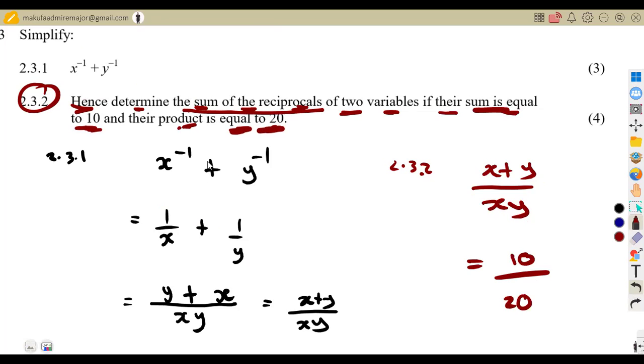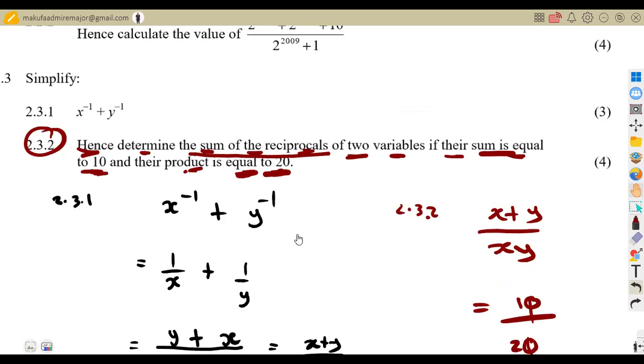They were supposed to talk about x and y. The product is not of the reciprocals. The product is of x and y. All right, so take note. So that is going to give us 10 over 20. If we divide by 10, that's 1 over 2. All right, so that is what you were supposed to have in this case.